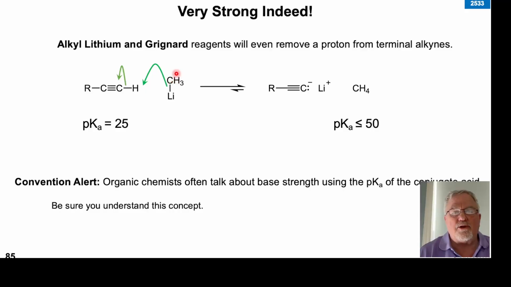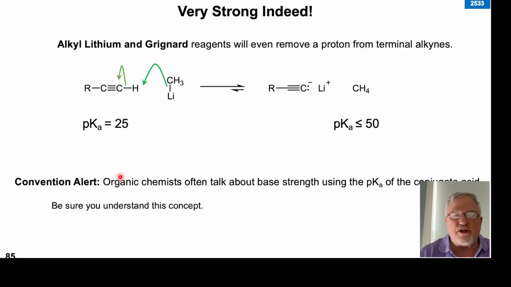But they are strong bases, both alkyl lithium and Grignard reagents. So they're strong enough even to pull a proton off of a terminal alkyne. Terminal alkynes are a little bit more acidic than most hydrocarbons. Okay, alkenes are not nearly as acidic, and alkanes are even very much less acidic.